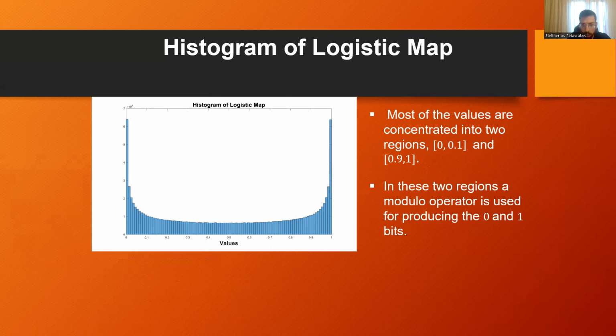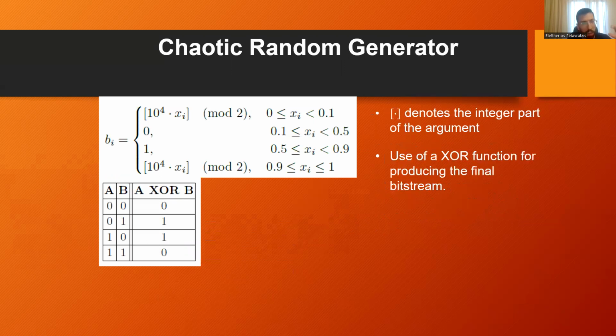In order to avoid that behavior, when we want to create the bits zeros and ones, we decided that in these two specific regions, we're going to use a modulo operator, as you can see over there. And after that point, when we are creating these two bits, we are using an XOR function in order to create the final bit, as you can see from this picture.